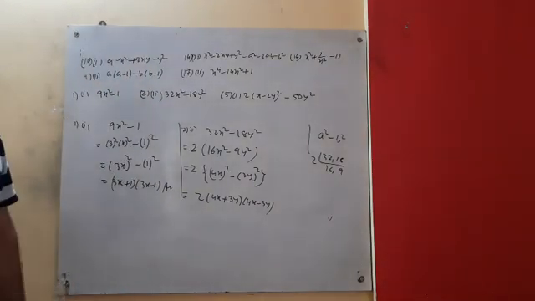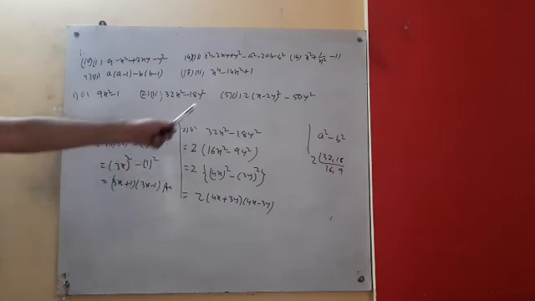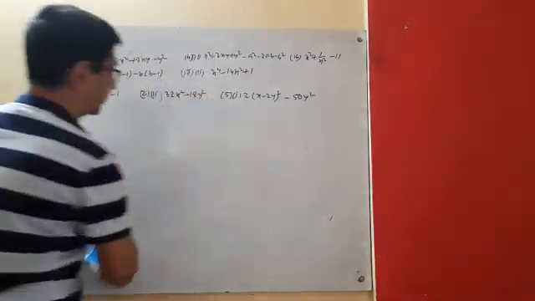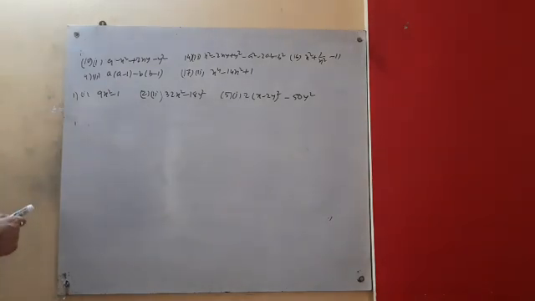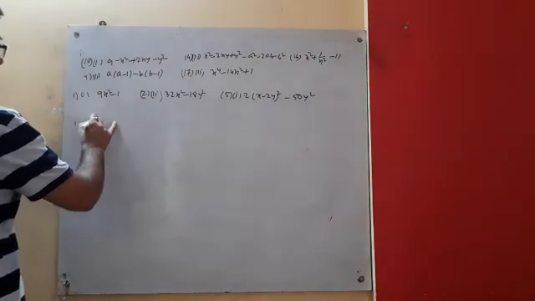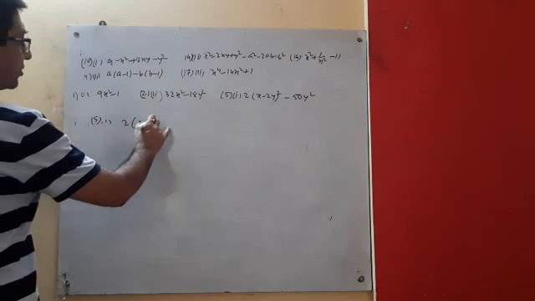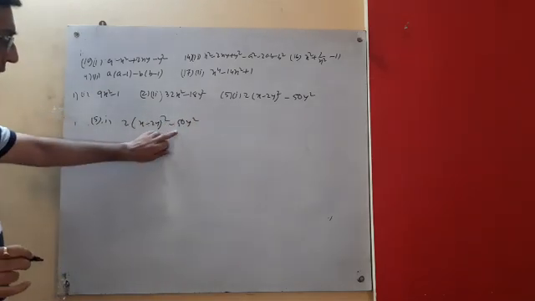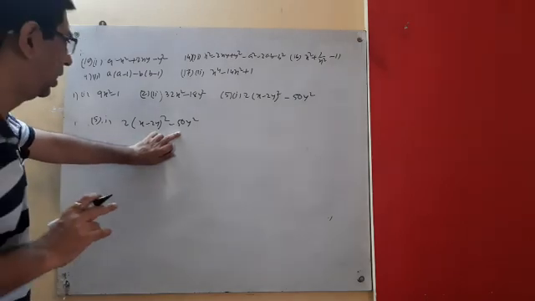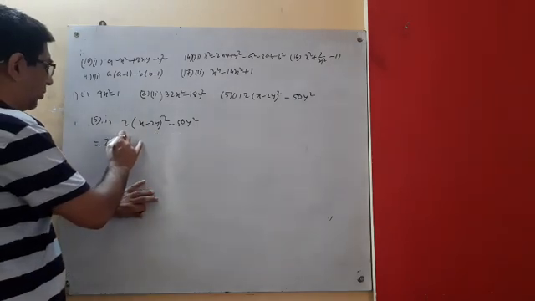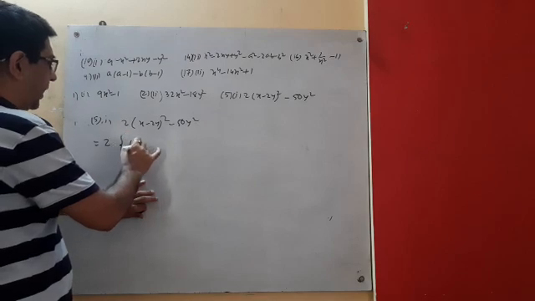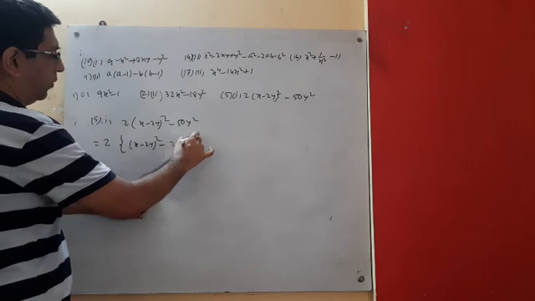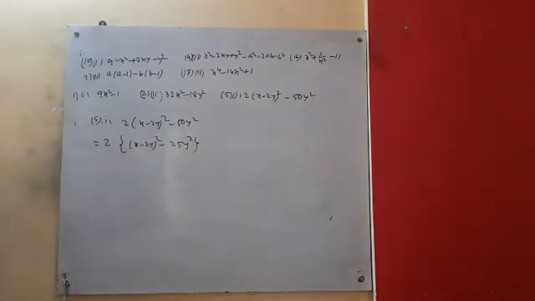Now we will go to question 5, number 1. 2 into x minus 2y whole square minus 50y square. This is in the square form, but 50 is not a square, right? We can take common 2. So what we are getting? 2 into x minus 2y whole square minus 25y square, we can write this one.